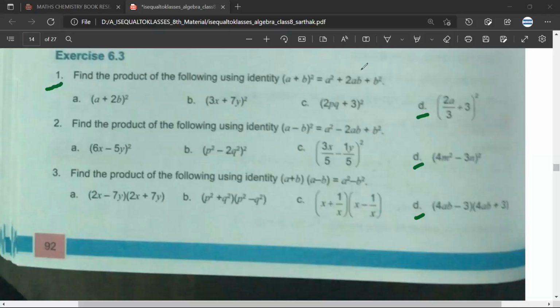Mr. Sarthak, identities, algebraic identities. So these are the three main identities that we need to remember.